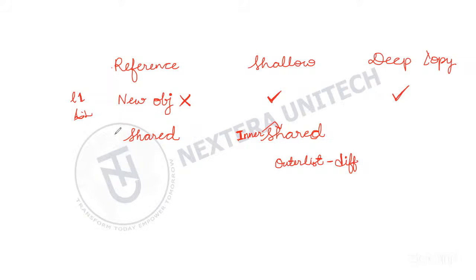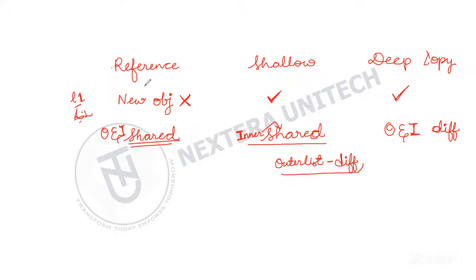In reference copy, both outer and inner lists will share the same location, like L1. The outer lists L1 and L2 have the same location, and the inner lists of L1 and L2 also will share the location. When it comes to shallow copy, outer lists will have different addresses, inner lists will have shared addresses. But when it comes to deep copy, both outer lists and inner lists will have entirely different memory addresses. So that is the difference.